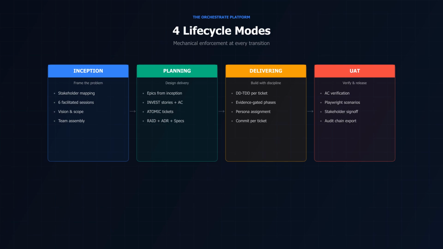The ORCHESTRATE platform has 4 lifecycle modes: Inception, Planning, Delivering, and UAT. They run in sequence. The server enforces the order. You cannot skip from Inception straight to Delivering. You cannot create stories before you've done planning, and you cannot go backwards. If you try, the server returns error code -32002, lifecycle violation. This isn't a suggestion engine, it's a guardrail.